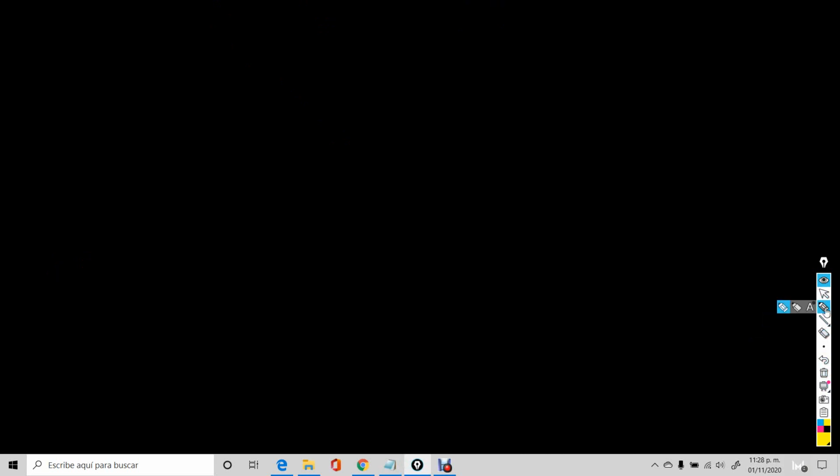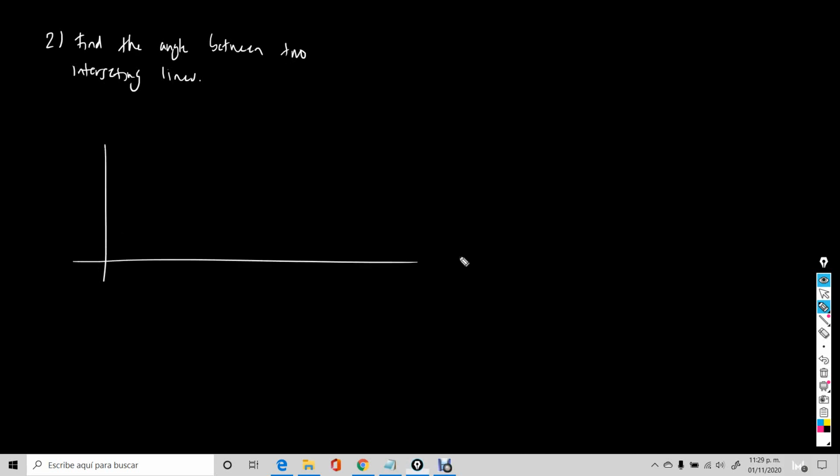Now the next problem, problem number 2. How do we find the angle between two intersecting lines? Let's see what this means. For example, one more time, if I draw the Cartesian plane and I draw two intersecting lines like so, let's label them L1 and L2.